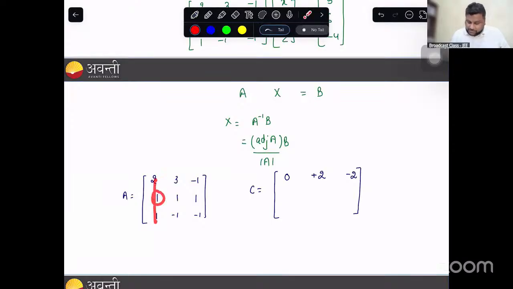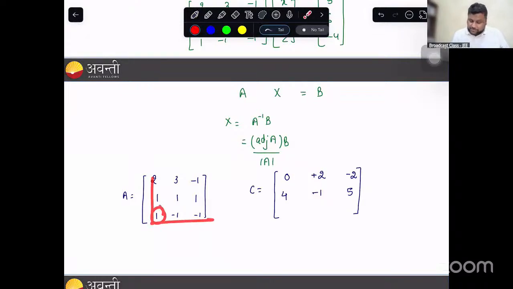Cofactor with respect to this. Minus 3, minus 1, minus 4, and the minus sign I will apply, so it will become plus 4. Minus 2 plus 1, so it is minus 1. Minus 2, minus 3, minus 5, and the minus sign I will apply, so it will become 5.